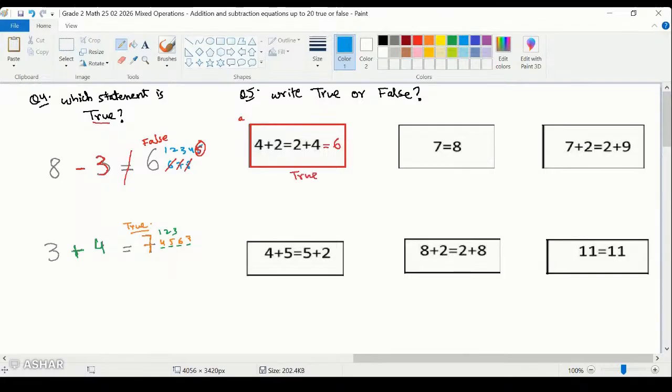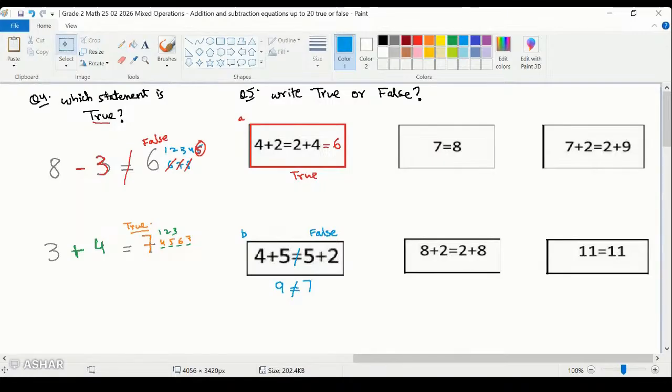Let's look at part B. 4 plus 5 and 5 plus 2. Are these two statements equal? We know that 4 plus 5 is 9 and 5 plus 2 is 7. They are not equal, right? We simply write not equal and say they are false statements. Agreed?